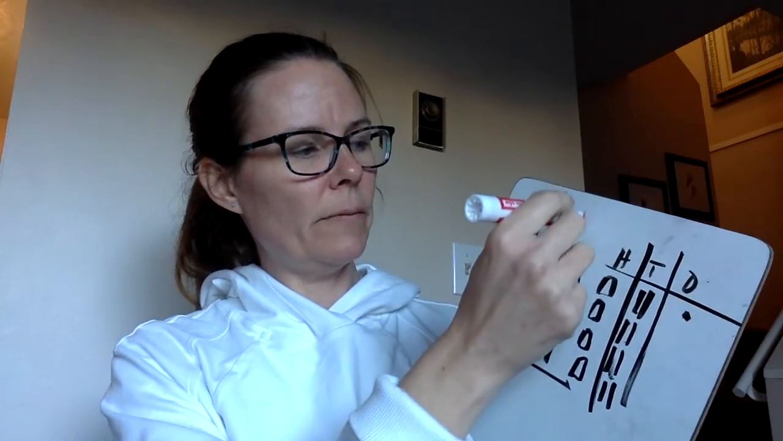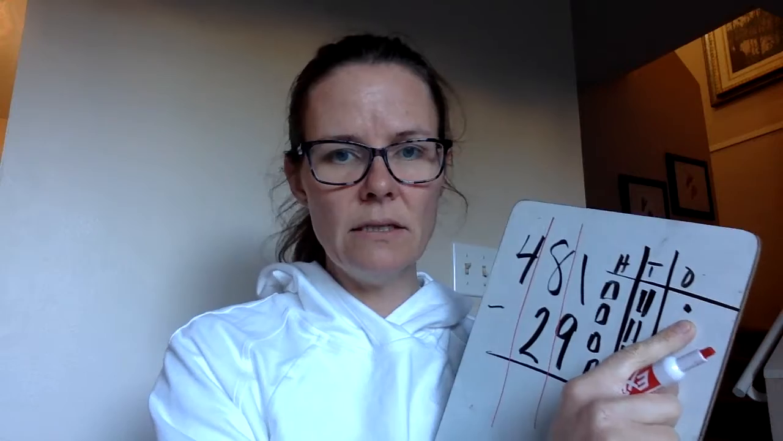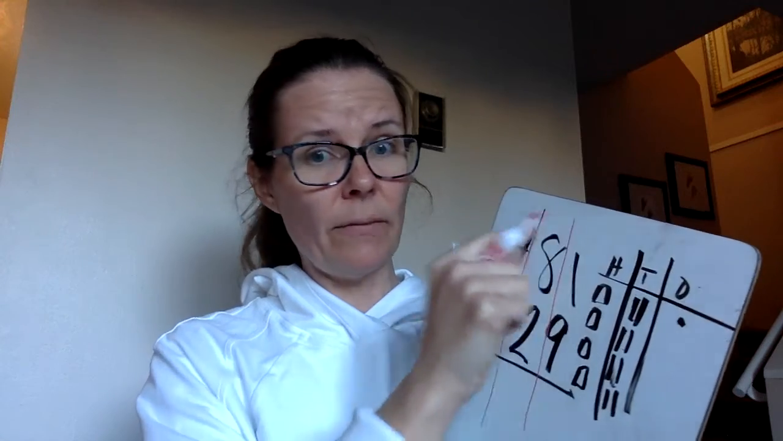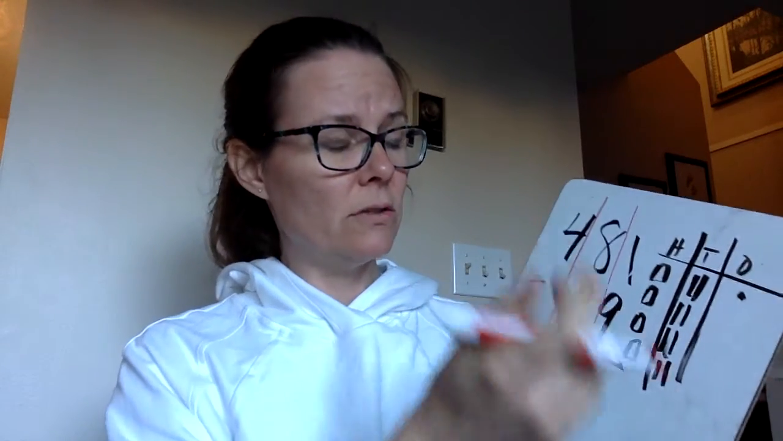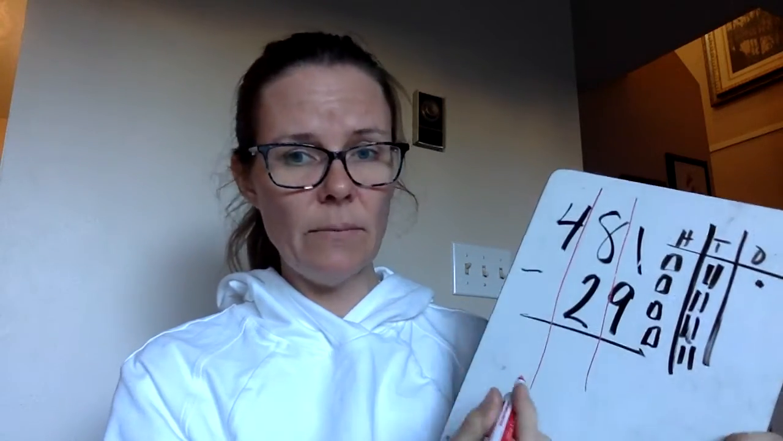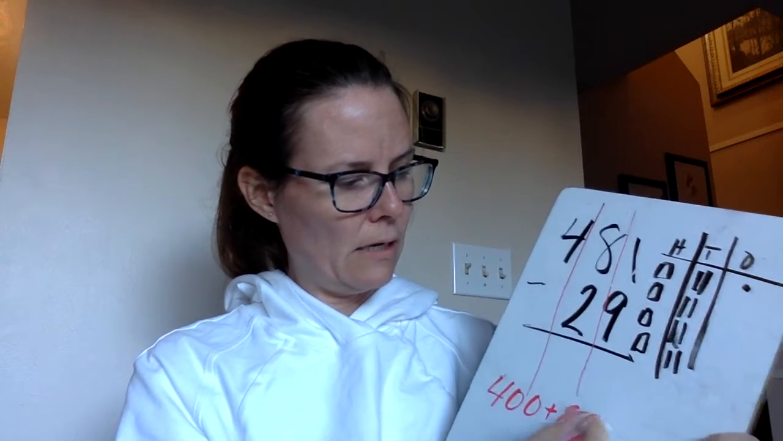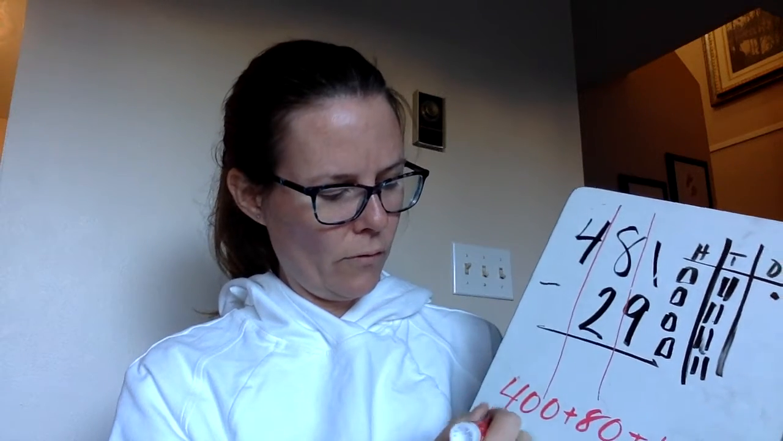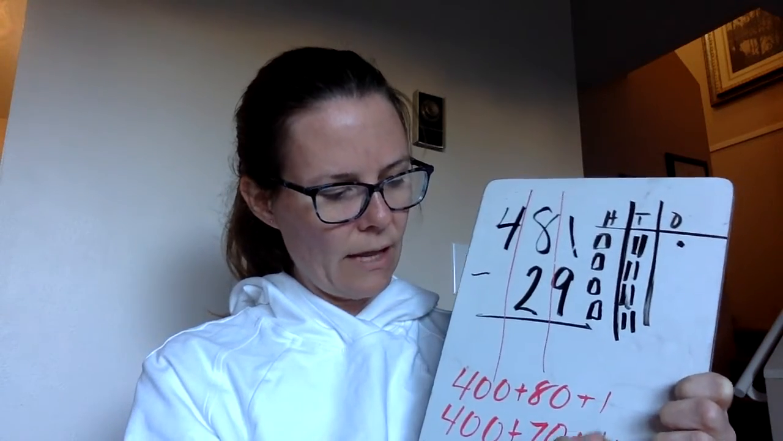I start with the ones column again. Always. Can I take 9 away from that? No, I can't. There's only 1 there. But I can take away 9 from this for sure. That's a huge number. So what I need to do is this. I need to think about this number as 400 plus 80 plus 1, or 400 plus 70 plus 11.